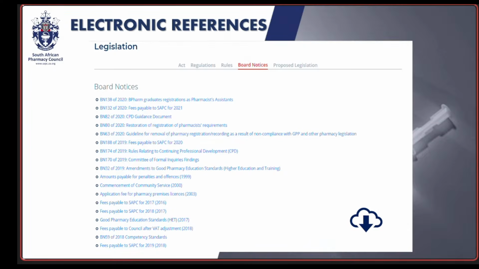And the last one, there is proposed legislation. Remember, that is something that is proposed. It is pending. It is published for comments to public. So it's draft. So it's not legislation yet. So you won't be tested on proposed legislation. So you can leave that.